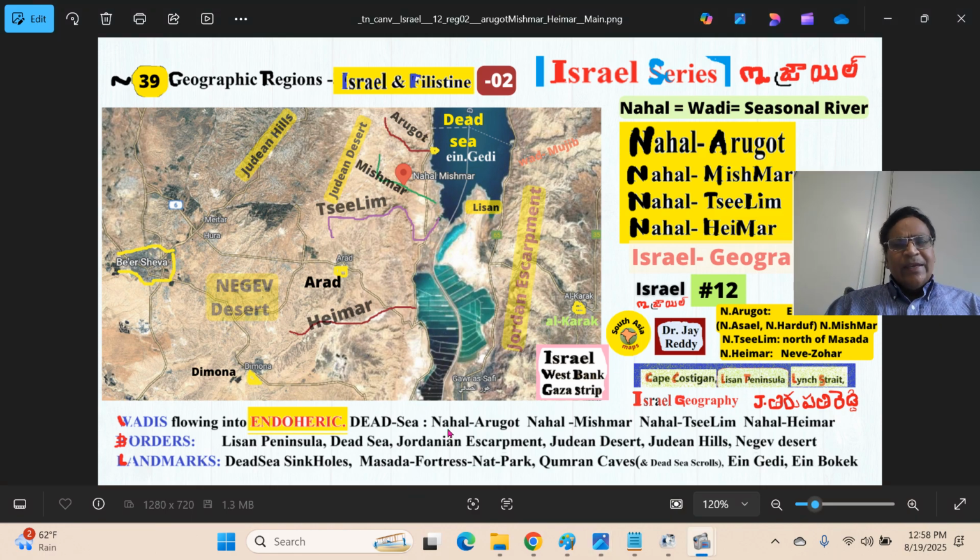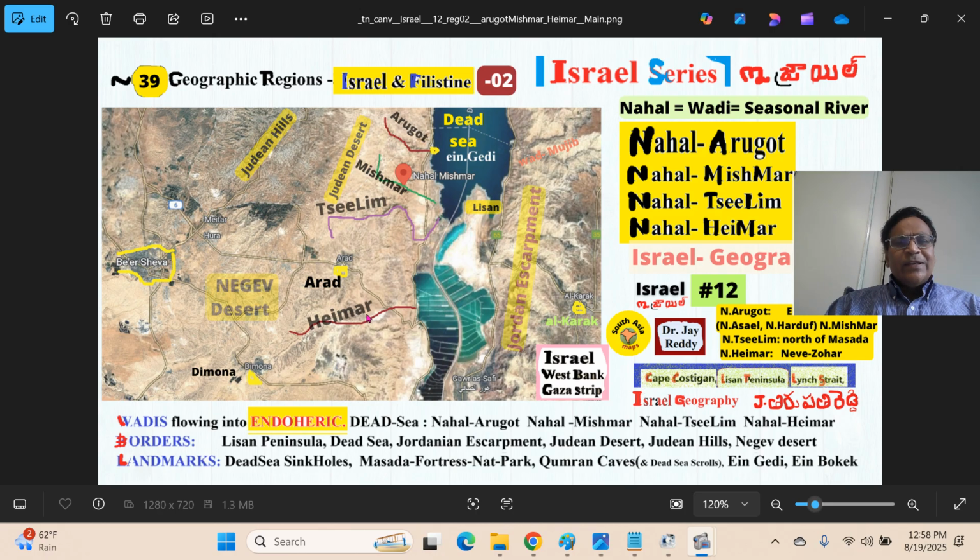The Dead Sea, Nahal Arugot, Nahal Mishmar, Nahal Tseelim, and Nahal Heimar. Remember, I am not local to this area, so my pronunciation will be different, and Hebrew and Arabic pronunciations and Romanized spellings are very different. So I have put the spelling here so that if you have any misunderstanding, you can refer to it.